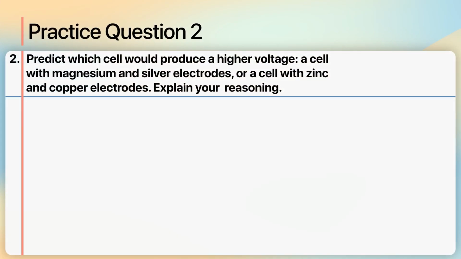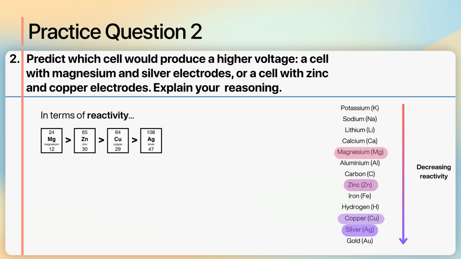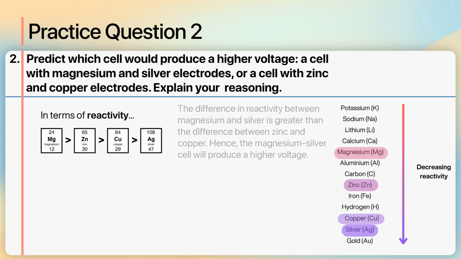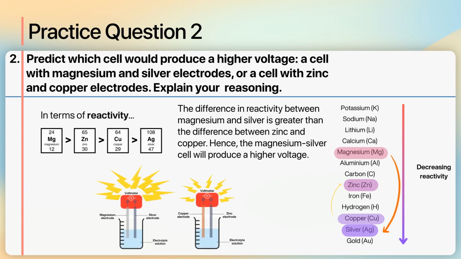Question 2. Predict which cell would produce a higher voltage: a cell with magnesium and silver electrodes or a cell with zinc and copper electrodes. Explain your reasoning. From the reactivity series, we can see that magnesium is more reactive than zinc and that silver is less reactive than copper. We can thus order those four metals in terms of reactivity as magnesium, zinc, copper, silver. This clearly shows that the difference in reactivity between magnesium and silver is greater than the difference between zinc and copper. Hence, the magnesium-silver cell will produce a higher voltage.